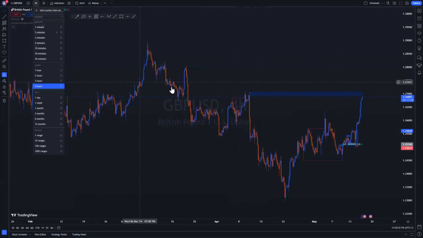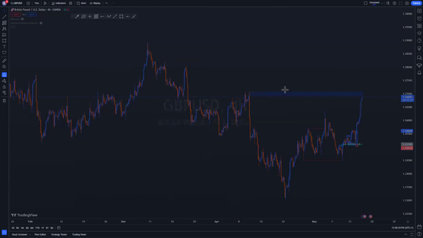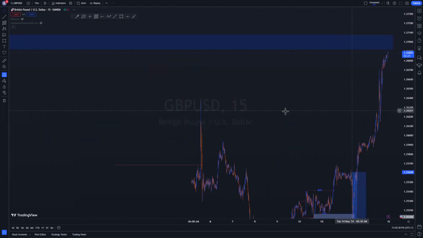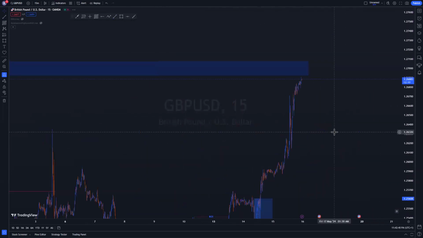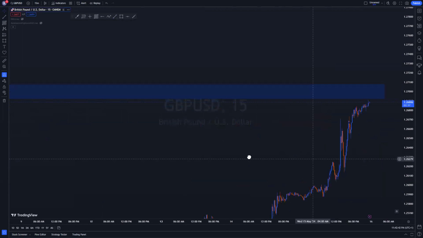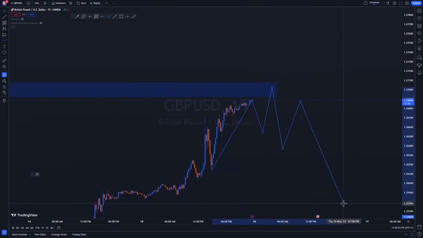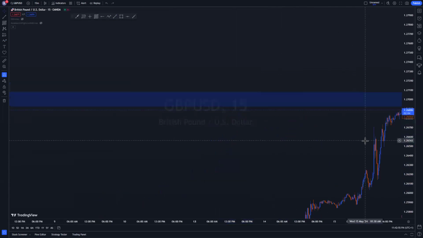So in order to trade this high, or in order to look for possible sales from this high, we will want to observe price on our lower time frame. If price is able to tap into the zone, we would want to see something like this: buy side taking, sell side taking, and then we'll look for sell structures. So it's that simple.